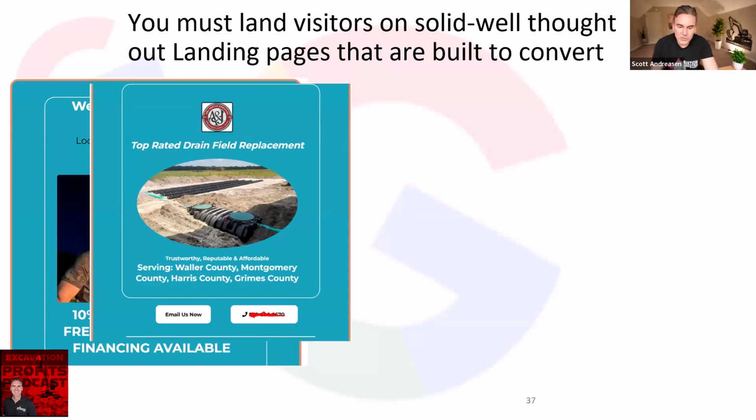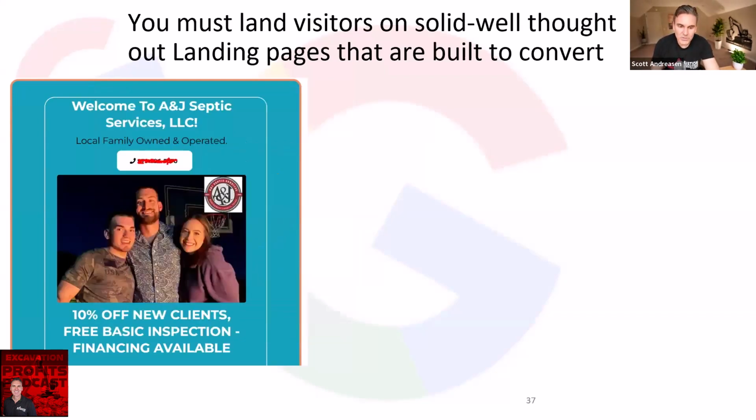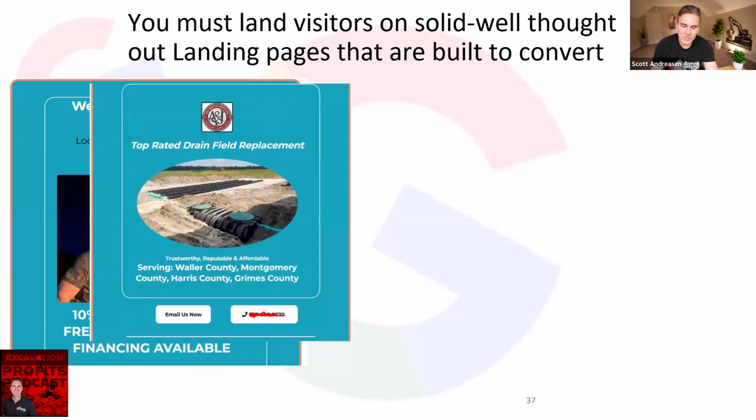Now, you see two options here. First off, let me go back to the top of the landing page. See how you got one option, click to call right up top? That's what you want to do. Make it super simple. What do I want you to do? Click to call. As they scroll down the page, now they got another option to click, email us now or call.